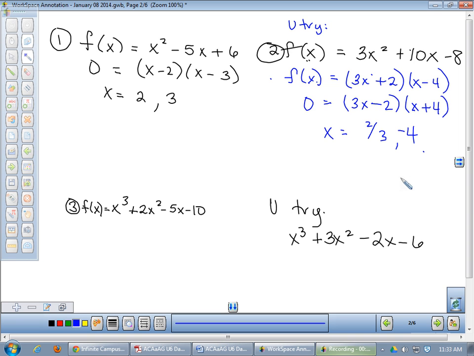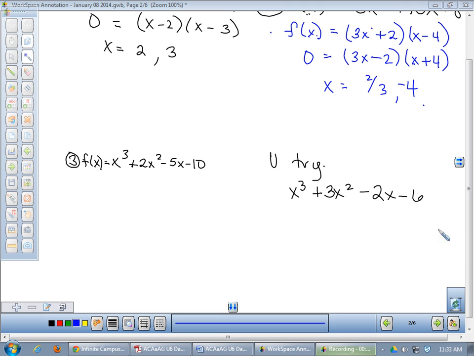Okay, example 3. Now here we have a higher degree polynomial. This is a cubic. And so it's not a sum or difference of cubes, which we learned how to factor at the end of last semester. It's just a cubic. It's 4 terms. Who has an idea about how we could factor this one?